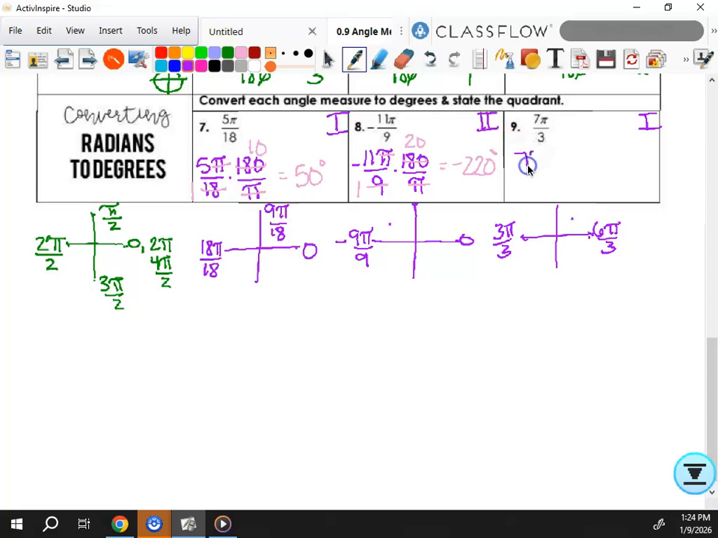So 7 pi thirds times 180 over pi. I'm going to cancel those pi's out. 3 goes into 3 once, into 180, 60 times. So it is 420 degrees.